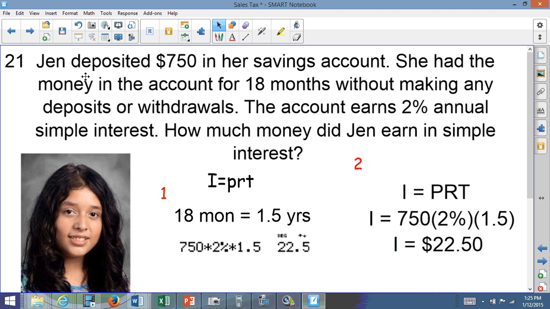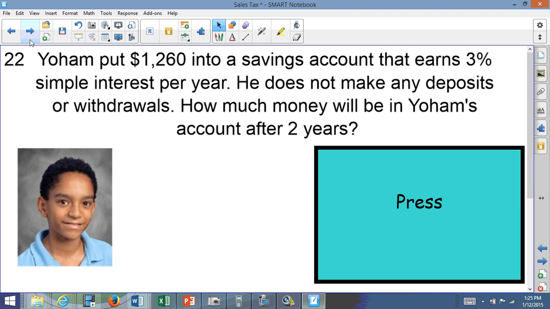Nice problem. Here's a problem for you. Johan put $1,260 in a savings account that earns 3% simple interest per year. He does not make any deposits or withdrawals. How much money will be in Johan's account after 2 years? So that's a nice problem for you.